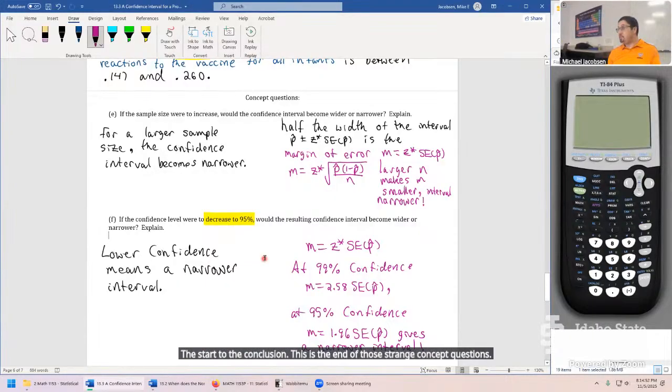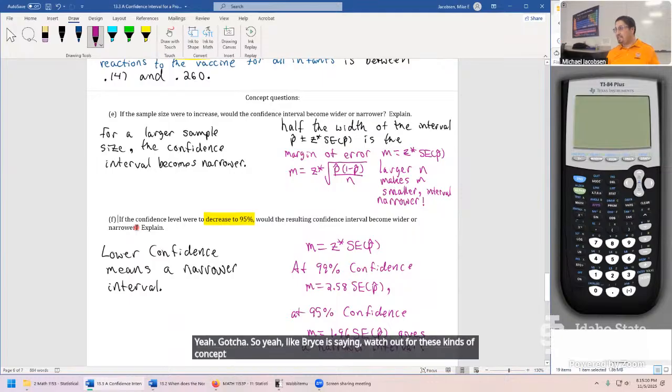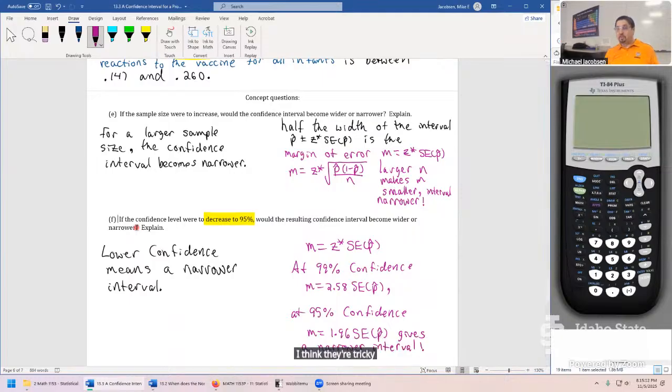Any questions at all about them so far? The first 2 questions too? Sorry, say again? On the homework. Oh yeah, these come up in my lab. Yeah, right out the gate. Gotcha. So yeah, like Bryce is saying, watch out for these kinds of concept questions in the homework. I think they're tricky if they're right out of the blue. You could come back here for some guidance on how to get through them.